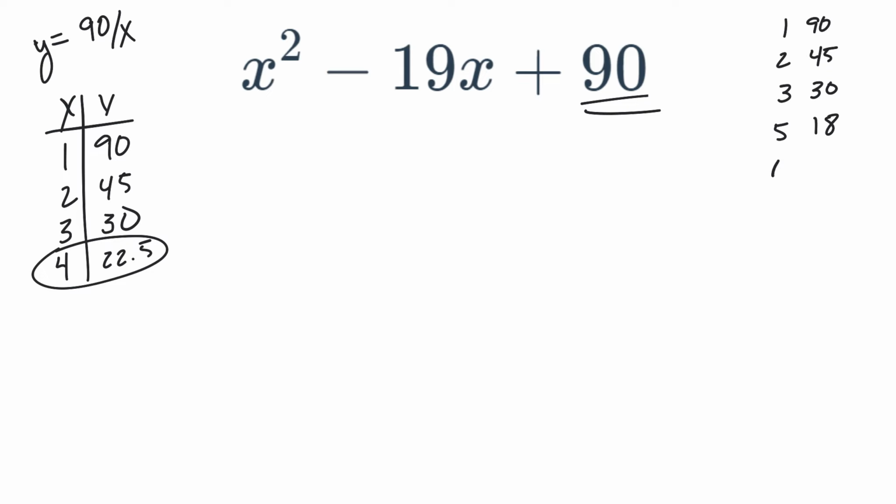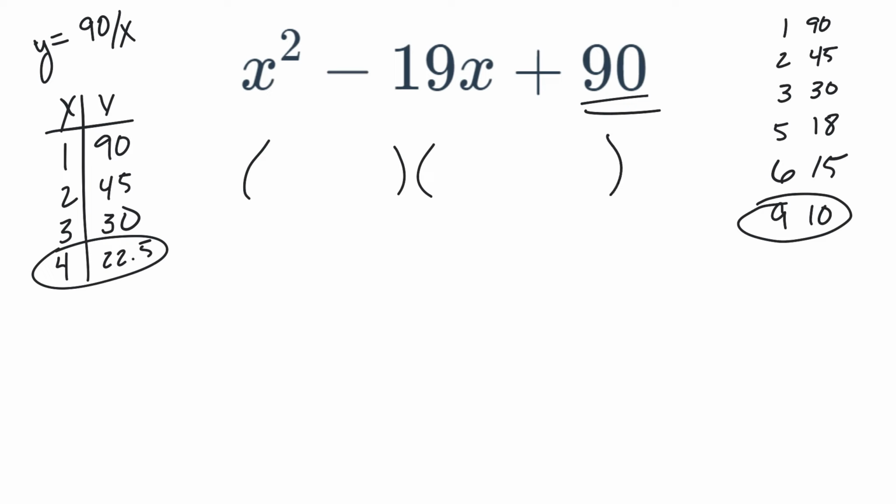We have 6 and 15. 7 is a decimal. 8 is a decimal. 9 and 10. And then after that, we just see a cycle of these repeating in reverse. So the only factors that can become 19 would be the 9 and the 10. Now we need to multiply to equal positive 90, and we need to add to equal negative 19.